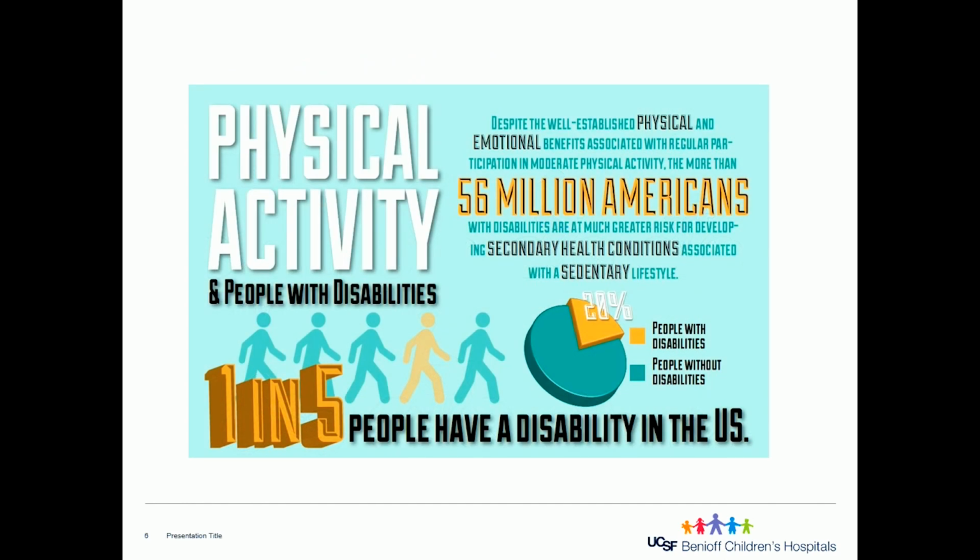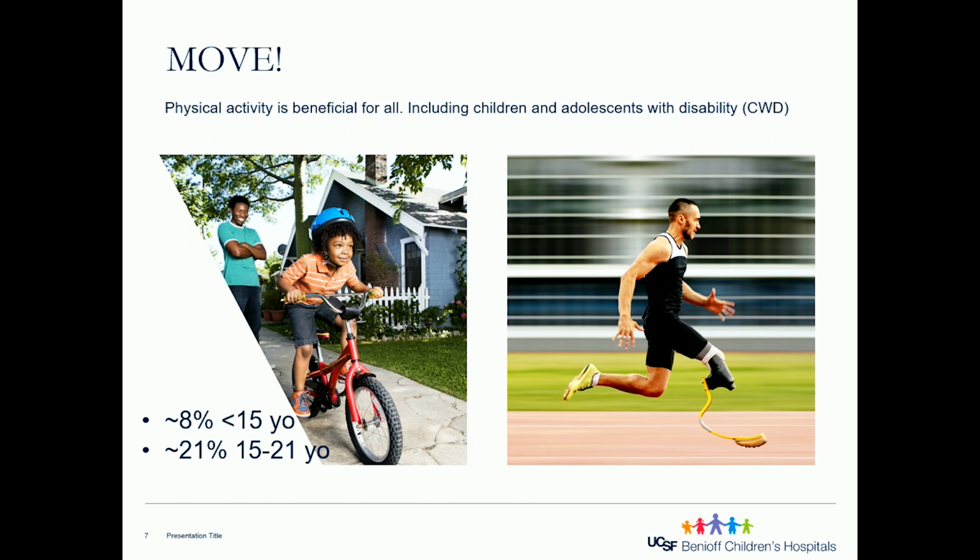So physical activity, so 1 in 5 people have disabilities in the US. And so that's about 20% of the general population. For the pediatric population, that includes about 8% of children under the age of 15, and 21% of children from the age of 15 to 21 who identify as having some sort of physical disability. And so for many years now, there's been an understanding that physical activity is beneficial for the U.S. population, including children with disabilities.